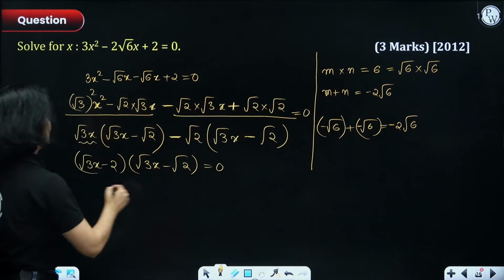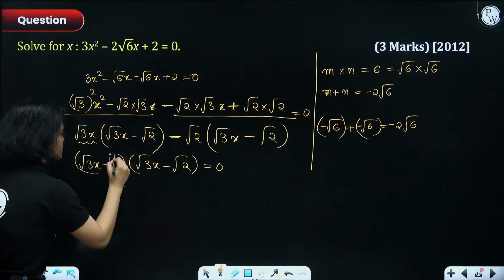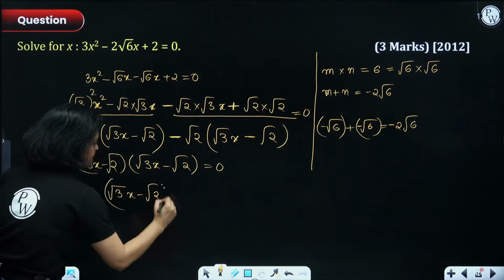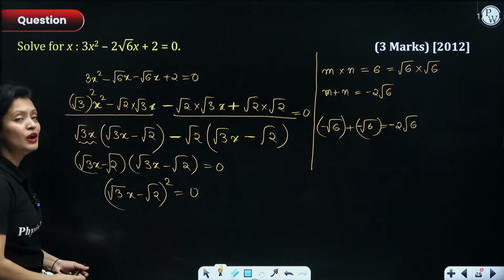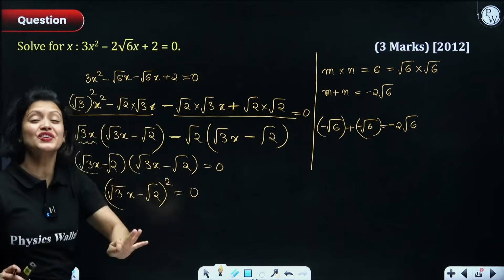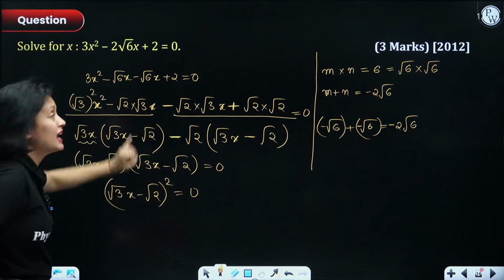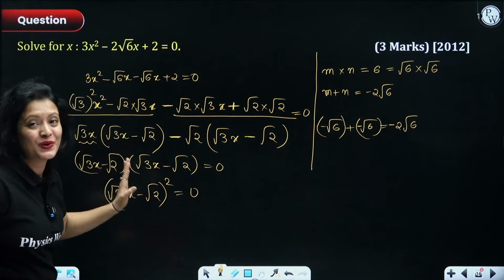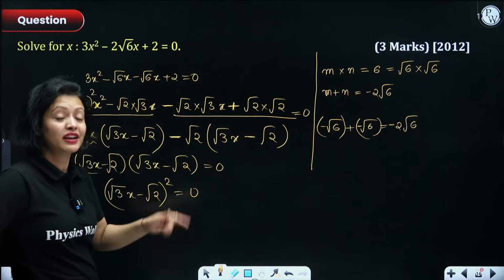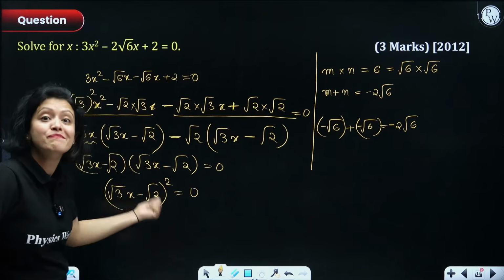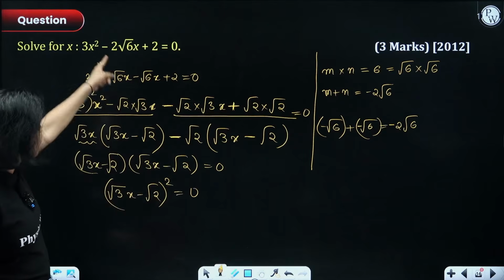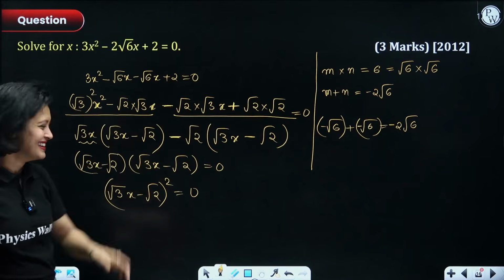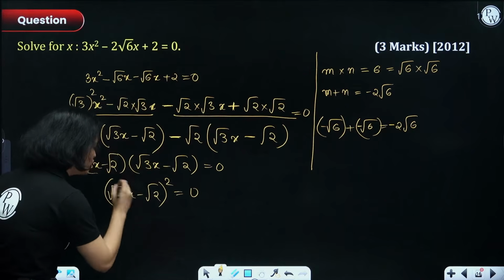Now everyone, you can clearly see that this here is nothing but root 3x minus root 2 whole square is equal to 0. So ultimately, if you had looked at it really closely, you would have found that this is nothing but the square of root 3x minus root 2. How interesting, right? If this question comes in your exam, you will remember practicing it and you would directly write it using the identity like this, and you would save a lot of steps. Chalo.